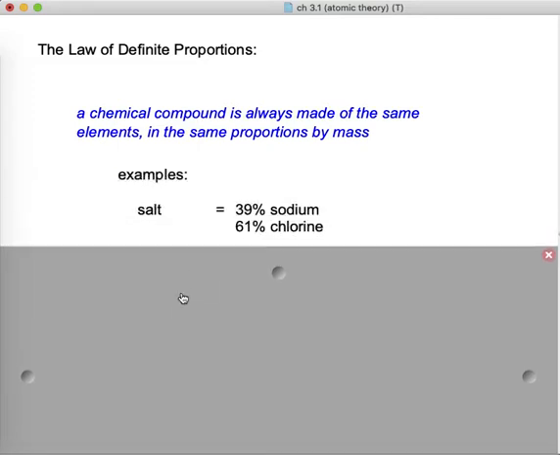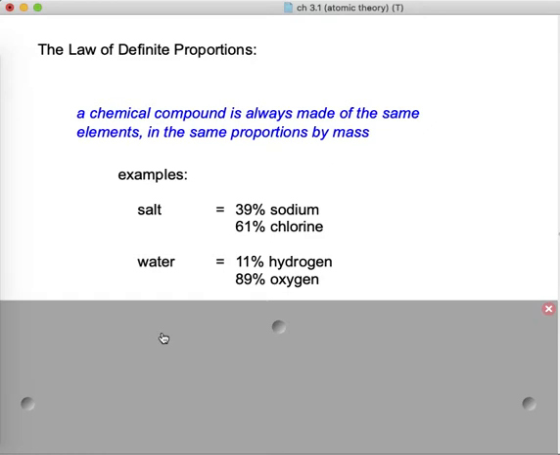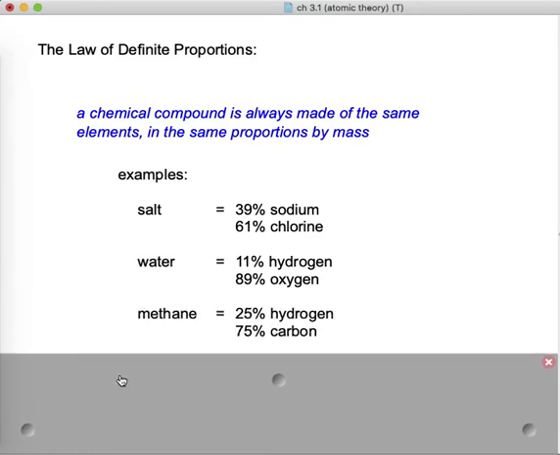It's always 39% sodium and 61% chlorine by mass, meaning out of 100 grams of table salt, I'll have 39 grams of sodium and 61 grams of chlorine. It is never 38% sodium and 62% chlorine. That simply never happens. A couple other examples. Water is always 11% hydrogen, 89% oxygen by mass. Methane, the main component of natural gas, is 25% hydrogen and 75% carbon by mass.